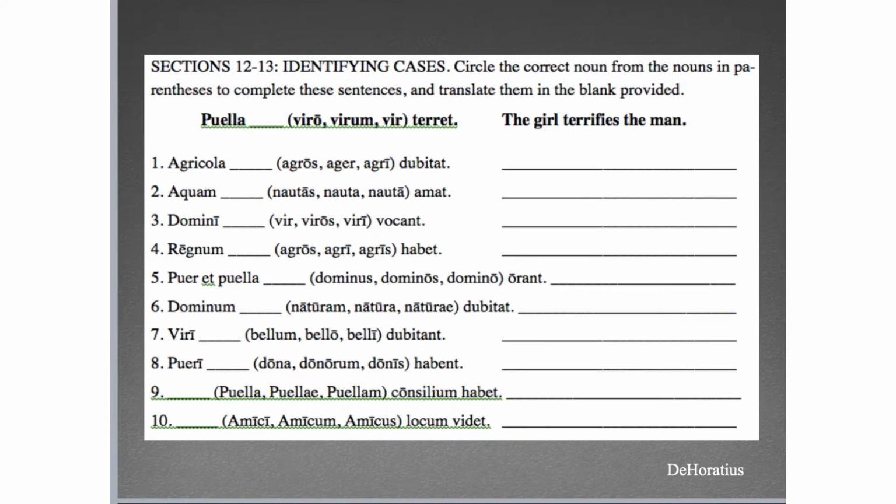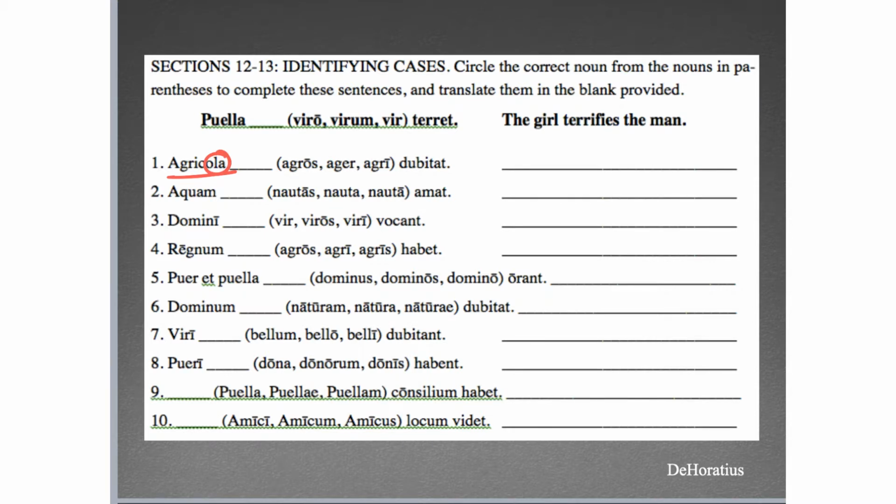All right, so here's an all Latin exercise getting you translating. You're going to circle the correct noun from the nouns in parentheses to complete the sentence. And when you're doing these, this won't be the only time you do these, your best bet is to translate the sentence as best you can, and then figure out what's missing. So agricola, with that A ending, that's our nominative ending. So agricola is going to be the subject.